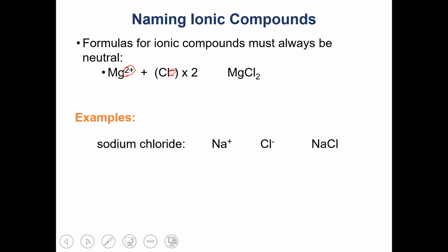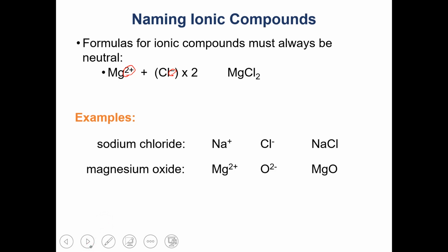Give you a few more examples here. If we take sodium chloride, sodium is in group 1 or 1A, so it has a 1 positive charge. Chlorine has a 1 negative charge, so we balance that. 1 positive and 1 negative adds up to 0, so we only need 1 of each of those.